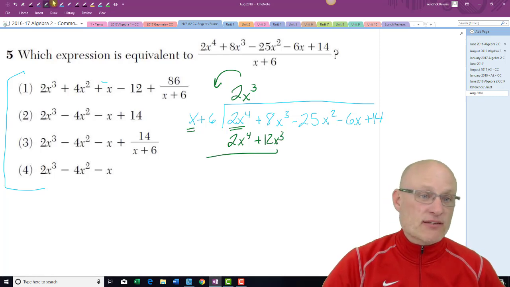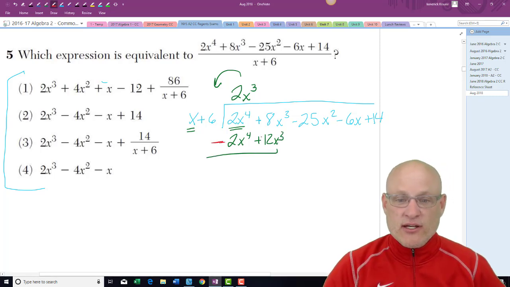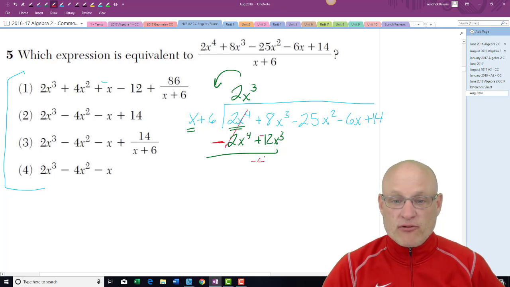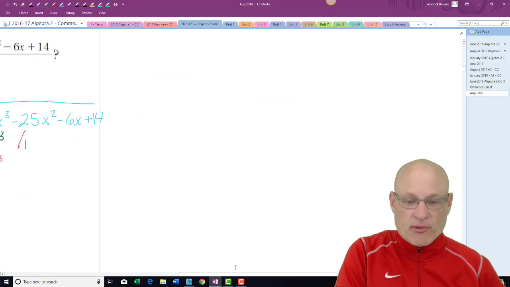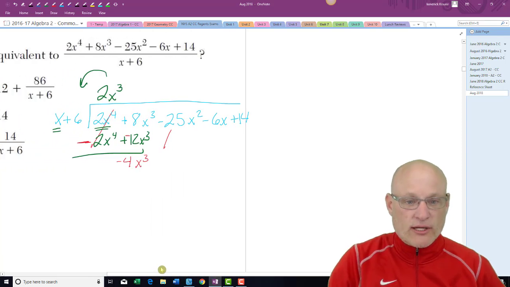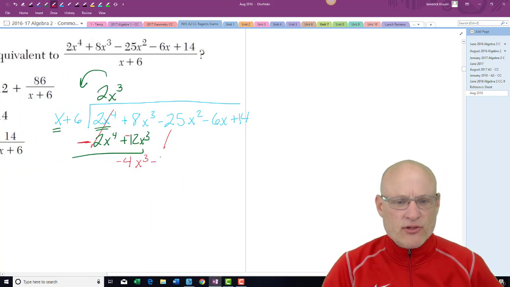Now here's the one thing lots of kids forget. You got to change the signs and subtract, right? These go away, and I end up with negative 4x cubed. Now I'm going to bring down this. I'm going to slide this over. That was too much. I'm going to slide it over so my big old bald head doesn't get in the way. Bring this down, minus 25x squared.